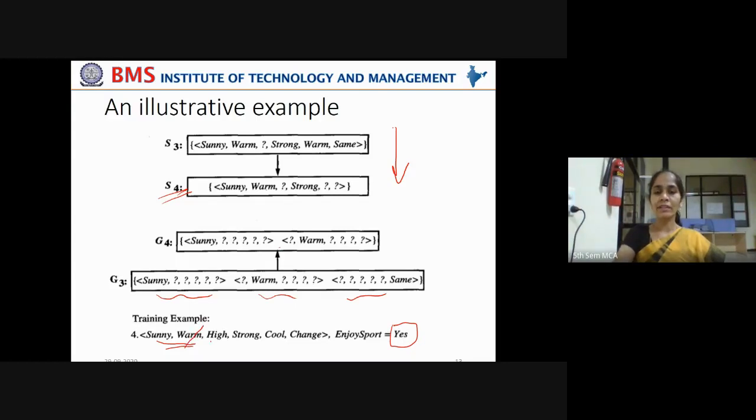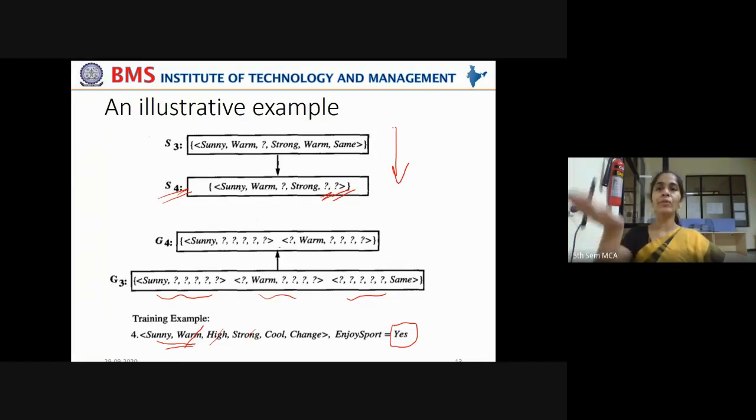High is already generalized. Strong is not changed. Warm is changed to cool, so it is replaced with a question mark. And same is changed to change, so it is replaced with a question mark. This is the most specific hypothesis you have modified from the specific boundary set.